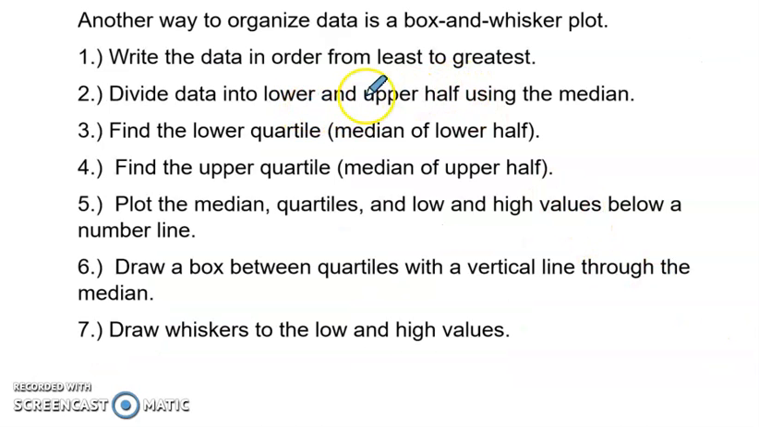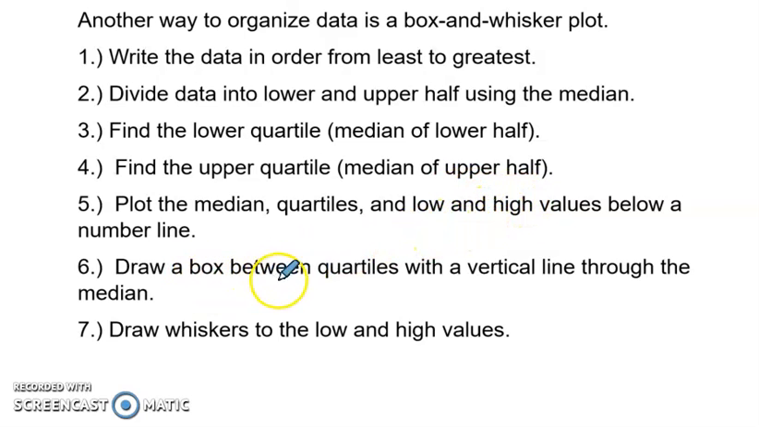And now we're going to divide the lower half, and then we're going to divide the upper half. We're going to find the median of the lower half and the median of the upper half. That's called the lower quartile and the upper quartile. And then we're going to plot the median, the quartiles, the lower and the upper, and then the lowest number we have, the highest number we have.